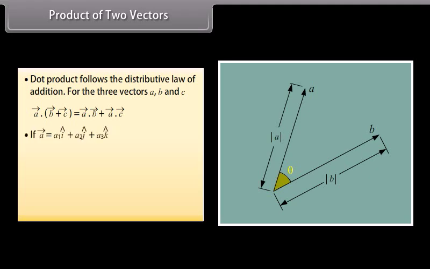If vector A is equal to A1 cap I plus A2 cap j plus A3 cap k, and vector B equals B1 cap I plus B2 cap j plus B3 cap k, then the dot product of vectors A and B equals A1 B1 plus A2 B2 plus A3 B3.